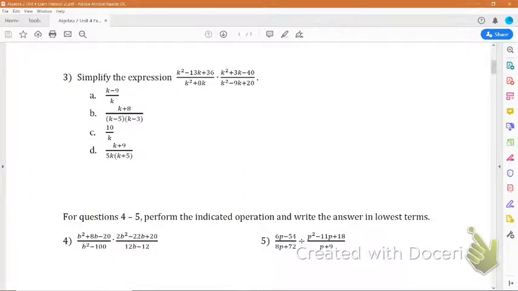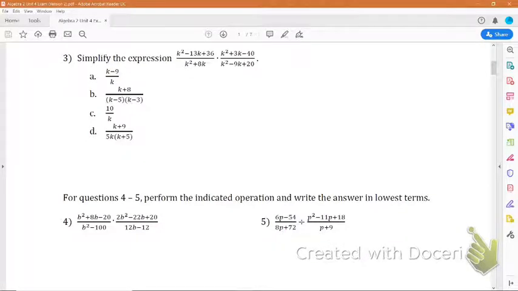So for question number 3, we have a multiplication problem. To do this, we need to factor. So for the numerator of the first fraction, k squared minus 13k plus 36, we're going to put that into our asterisks. When you put that into your asterisk, you need two numbers that multiply to give you 36 and add to give you negative 13. Negative 9 and negative 4.